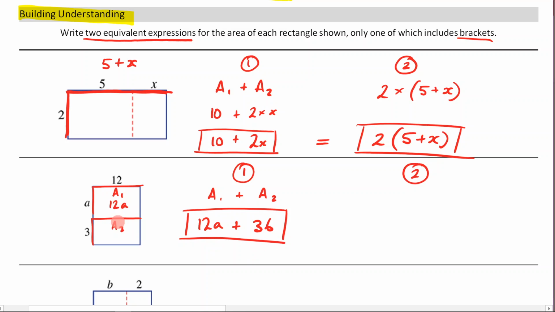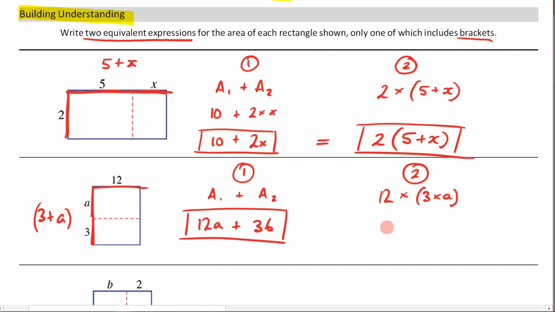The other way to find the area of this thing, instead of adding up the two separate sections, is to simply find the entire area. So we're just finding the entire thing this time at once. To do that, we would say it's 12 times the entire length. If this part is 3 and this part is A, 3 plus A is going to be the entire length. So we're going to go 12 multiplied by 3 plus A.